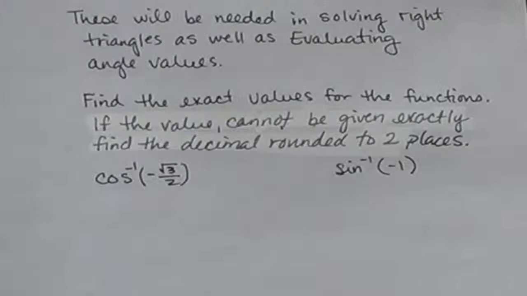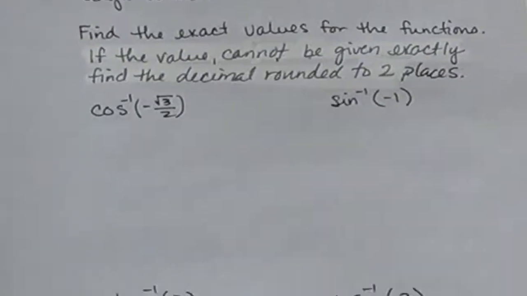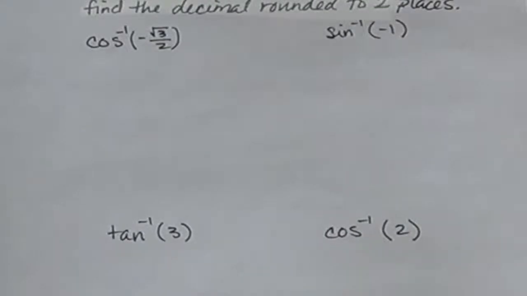Okay. So in this first example, we're looking at the arc cosine of negative root 3 over 2. So here again, our cosine inverse function is defined with a range between 0 and pi, which means our angle values are going to be between 0 and 180 degrees. Our reference angle for this is going to be a 30-degree angle, because we know that cosine of 30 degrees is going to give us a value of root 3 over 2.